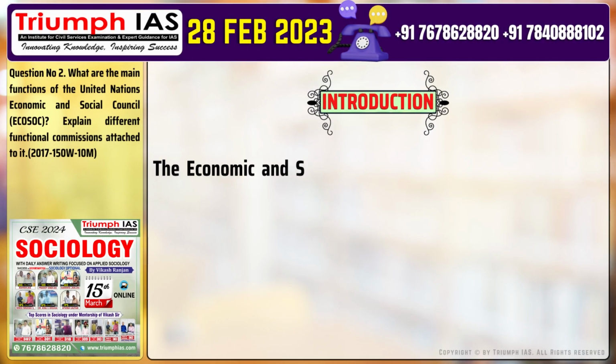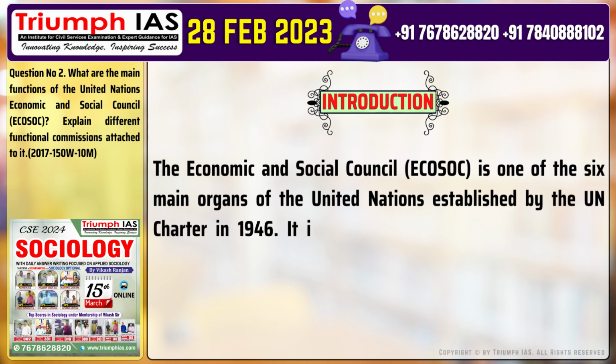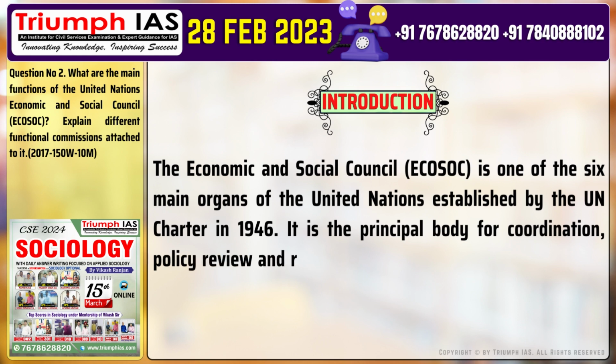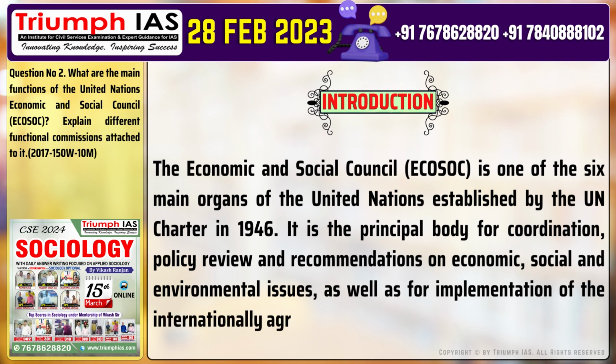Let's start with the introduction of the answer. The Economic and Social Council is one of the 6 main organs of the United Nations established by the UN Charter in 1946. It is the principal body for coordination, policy review and recommendations on economic, social and environmental issues, as well as for implementation of the internationally agreed development goals.